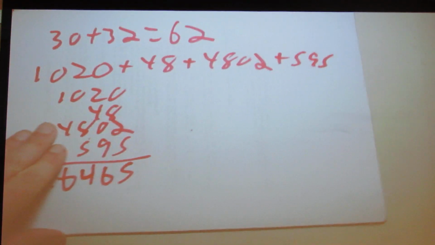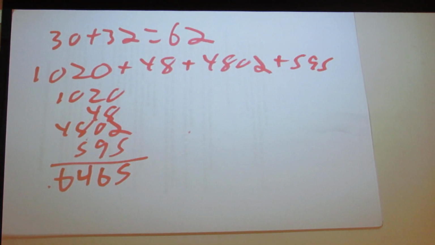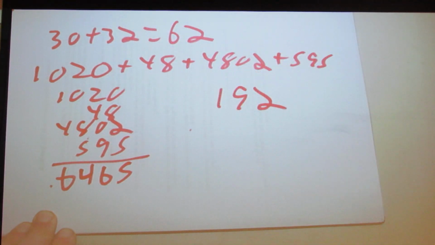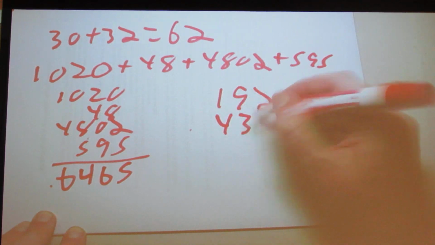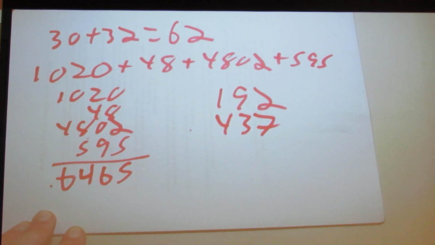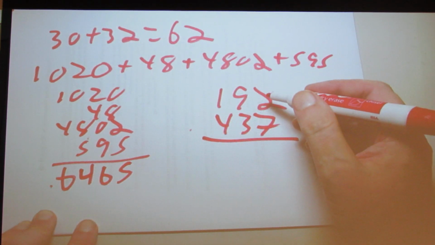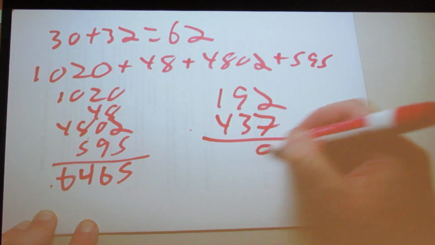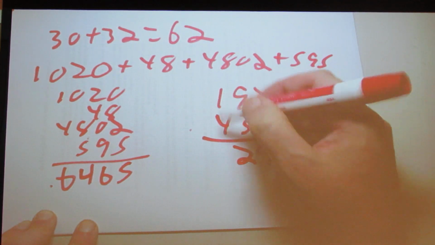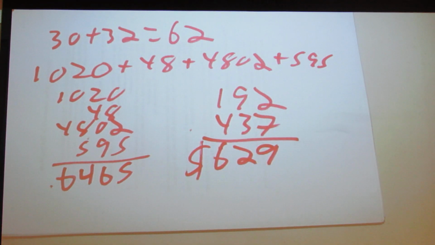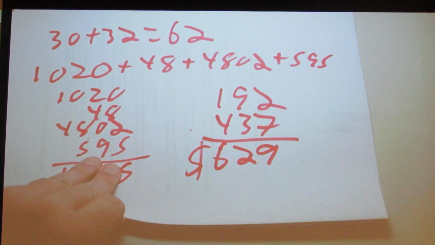The next one you have, there will be a word problem, and it says that Vincent earns $192 on Monday, and he earns $437 on Tuesday. How much total money does he make? And so you just add these two numbers, 9, 12, 5, $600 and 29 cents, or $629.